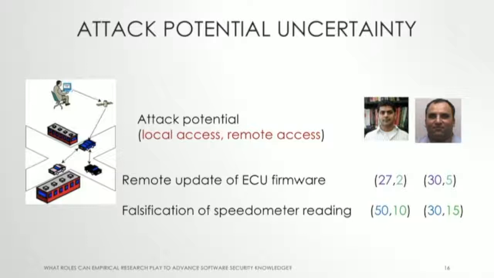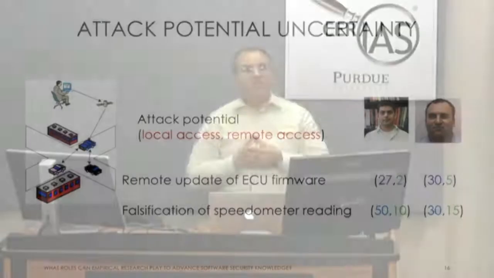For local access, if I have local access to the car and I can plug my code into the OBD2, probably I have Waze scripts, and this is 27% likely. And I would say 30% is likely. We come to the second thing, falsification of speedometer reading. If I have local access, it's very high, I could do it. And I would say yes, it's high, but still it's 30. But for remote access, it's going to be more difficult, so it's 10. And I would say it's going to be more difficult and the risk is low, it's 15.